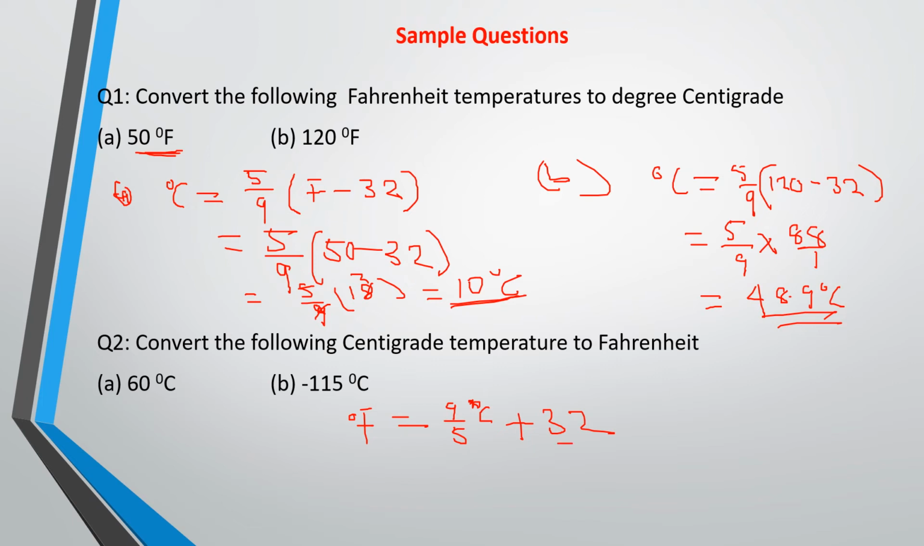So for this first one, you say degree Fahrenheit is equal to 9 over 5 times 60. Whatever you have, add it to 32 to give you your answer. So 9 over 5 of 60: multiply first, or 5 can divide 60.